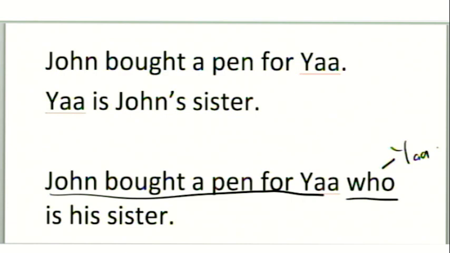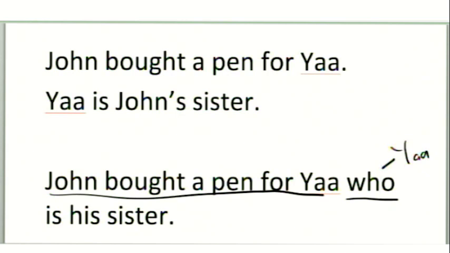What is the main clause? We said the main clause always makes a complete thought. It conveys a complete thought. So we have John bought a pen for Ya. We all understand that. And then, who is his sister? This is not a question.